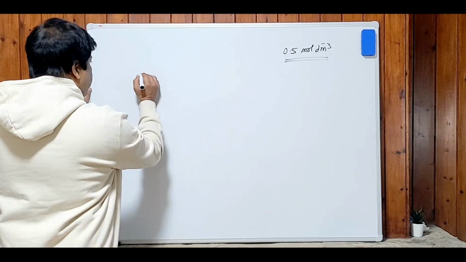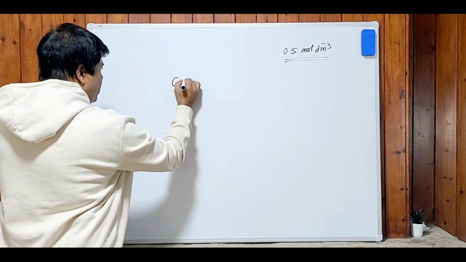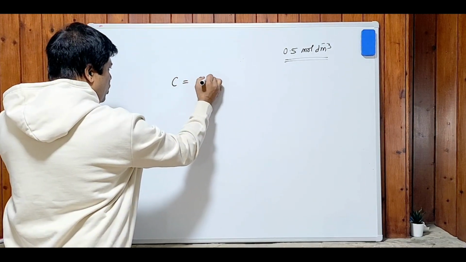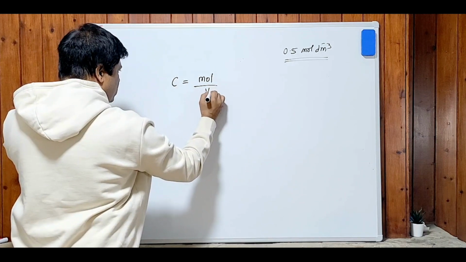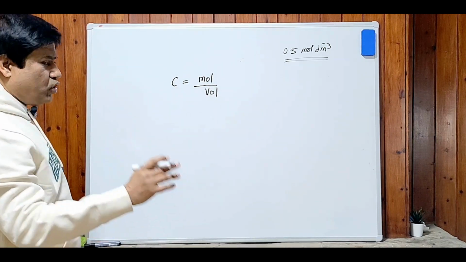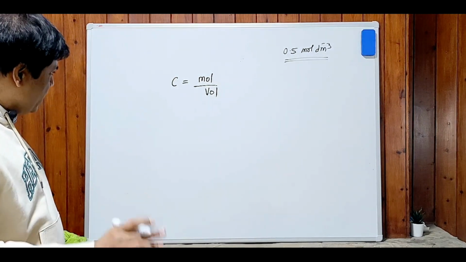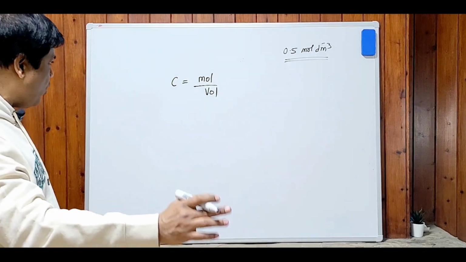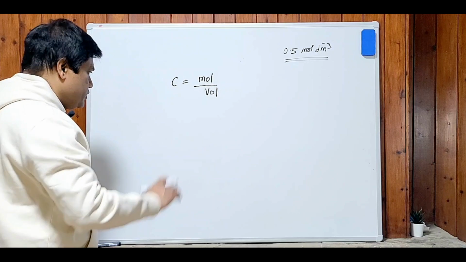So conc equals mole over vol. Concentration is nothing but the number of moles of a solute present in 1 dm cube of its solution.